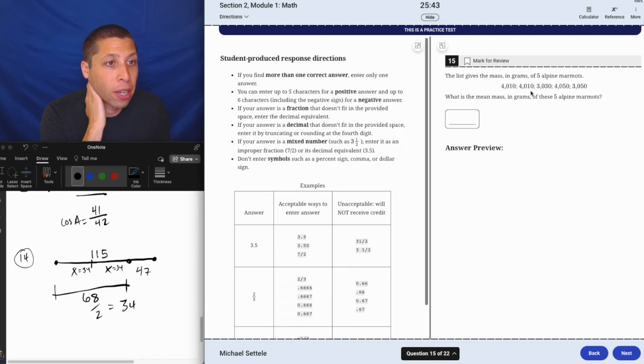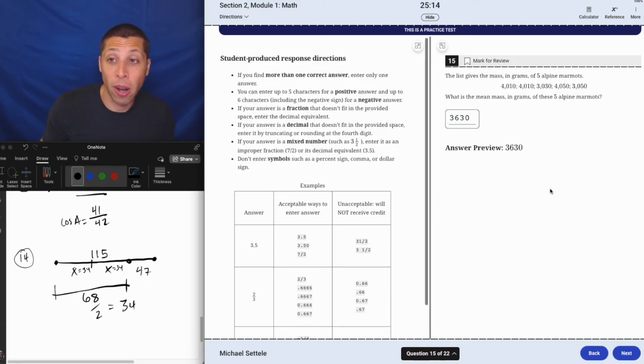The list gives the mass in grams of 5 alpine marmots. Okay, what is the mean mass? So sum over total. We're going to take all these numbers and divide them by 5. I'm not going to use scratch paper here. 4010 plus 4010 plus 3030 plus 4050 plus 3050, divided by 5. 3630.